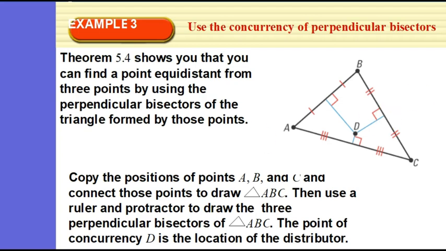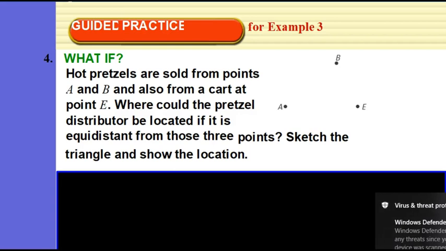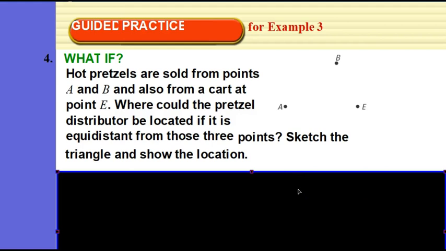So now it's saying, what if hot pretzels are sold from points A and B and also from a cart at point E? Where could the pretzel distributor be located if it is equidistant from those 3 points? Sketch the triangle and show the location. Okay. So, there's a pretzel store.